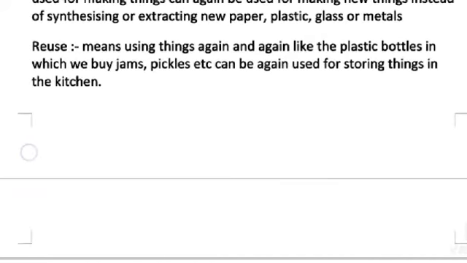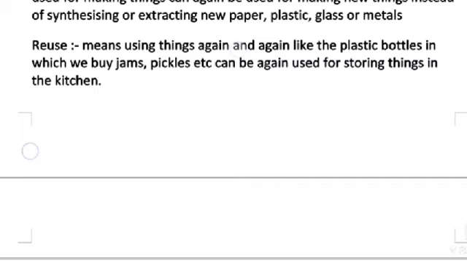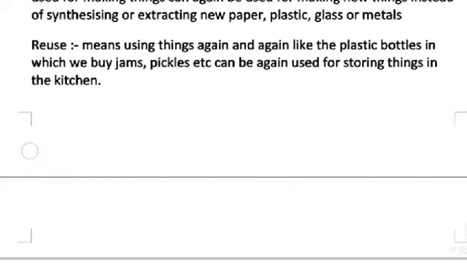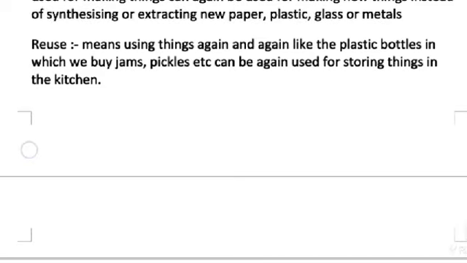Reuse means using things again and again, like the plastic bottles in which we buy jams, pickles, etc. can be used again for storing things in the kitchen.